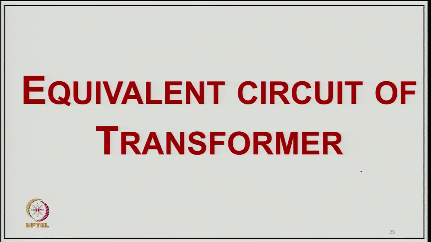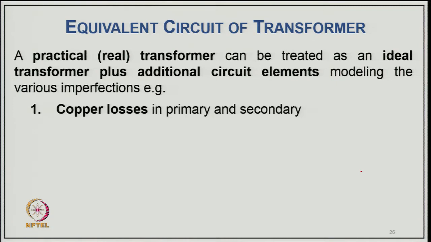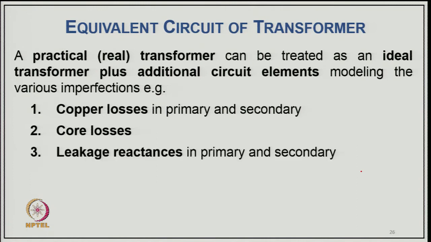Now, coming to the equivalent circuit of the transformer. A practical or real transformer can be treated as an ideal transformer plus additional circuit elements used for modeling the various impedances, for example, copper losses in the primary and secondary winding, then the core losses in the ferromagnetic core, which is also supplied by the supply. Core loss consists of eddy current losses as well as hysteresis losses, and then the leakage reactances of primary and secondary, and of course, the no load magnetizing current, which is responsible for providing the excitation to produce the flux.